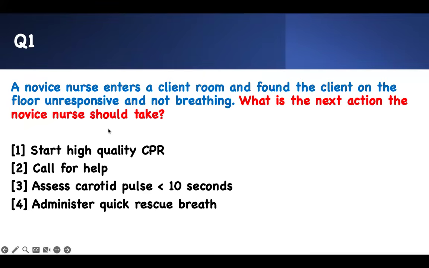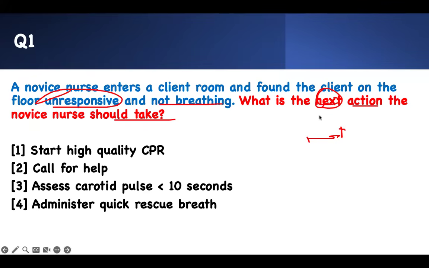What is the next action the novice nurse should take? The next action, that's the key. That means you have to make one step and then take the next step. I've underlined next action. A novice nurse enters the client's room and finds the client on the floor, unresponsive and not breathing. What action would you take?